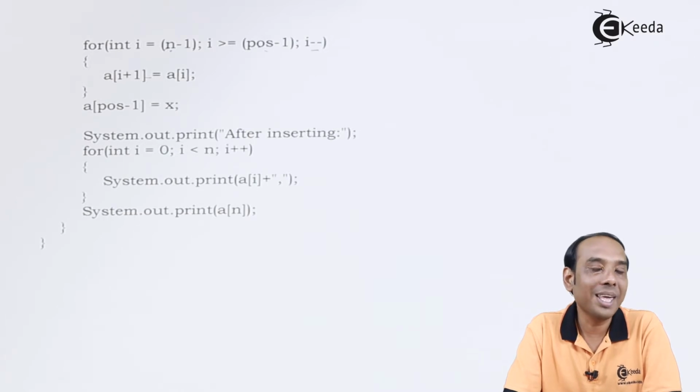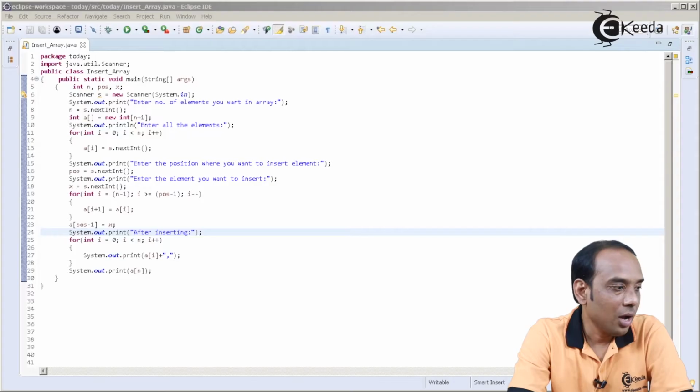You must remember, in case of inserting an element into the array, you must get the proper position from the user to be inserted into the array. That holds the key importance in case of inserting an element into the array. I've defined a class named insert array. Inside the main method of the class, I've defined three variables: n, position, x. N is for number of elements, position is for the position in which we want to insert the element, and x the element which we want to insert.